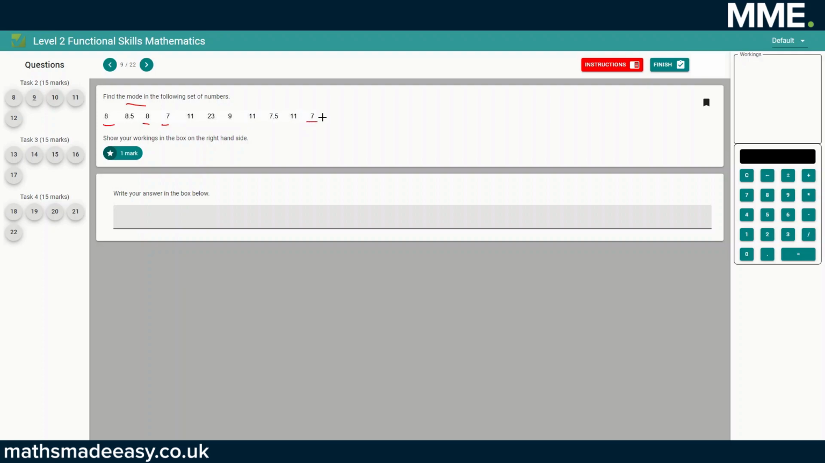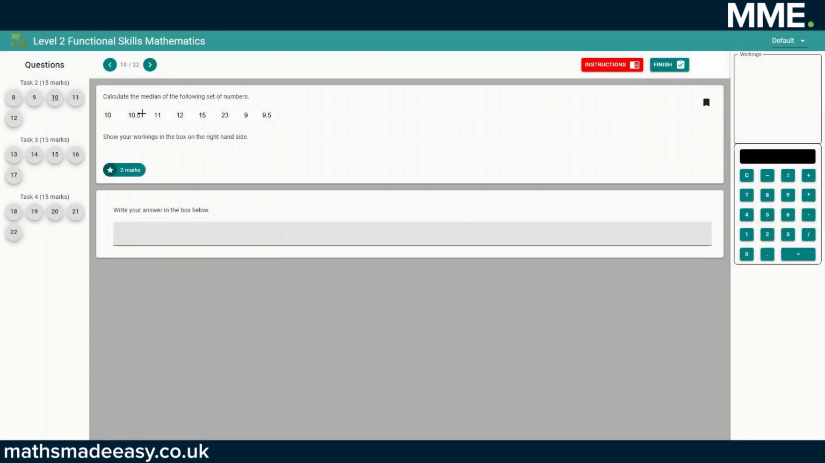7 appears twice, 8.5 only appears once, 23 once, 9 only once, and 7.5 only once, and we're left with looking at 11, which appears 3 times. So the modal value is the most common value in the set of data or set of values given, which in this instance is simply 11.